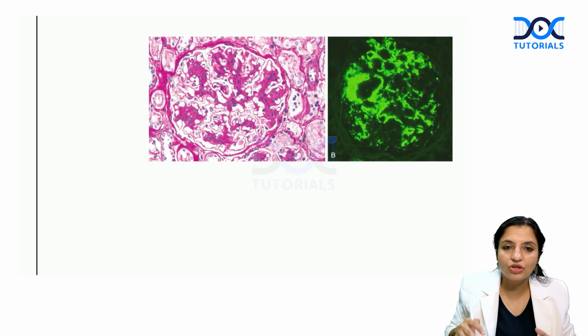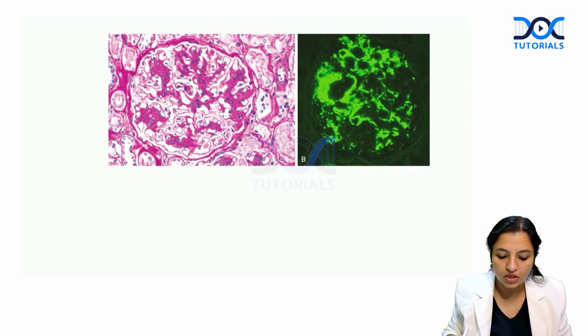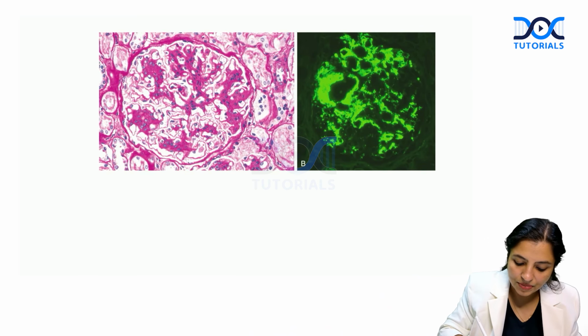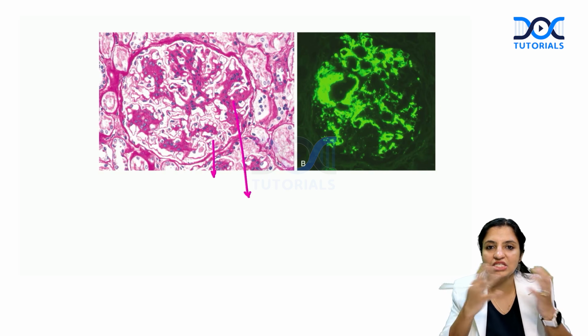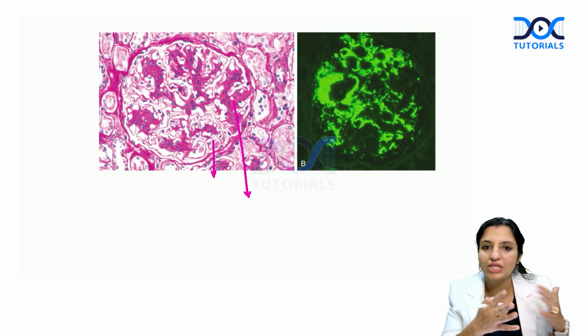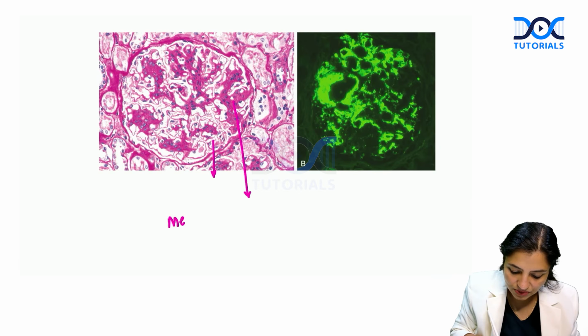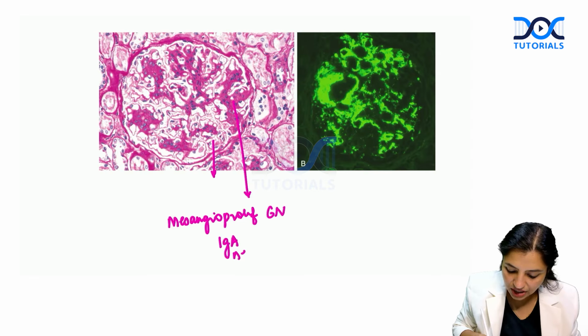Know that. Coming to the next one, if they give you this image here, what is this? What do you see? The capillaries in between are okay. Only the mesangium is getting thickened. So there is expansion of the mesangium which is in between the capillaries. This is what is called mesangioproliferative glomerulonephritis, and this is the other name for IgA nephropathy. This is nothing but IgA nephropathy.